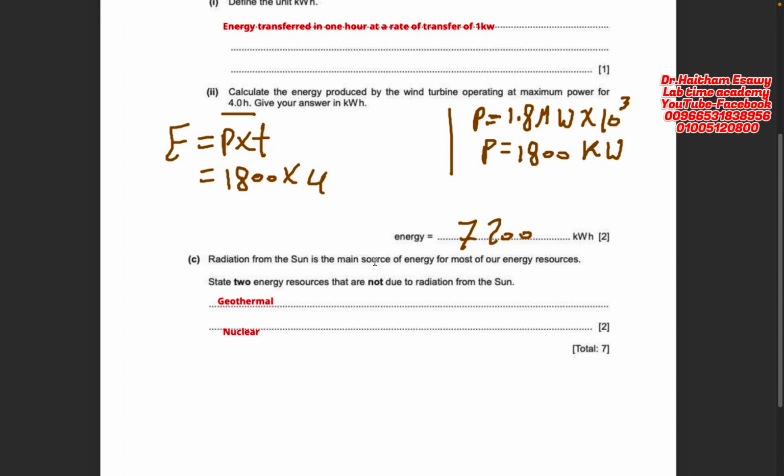Radiation from the sun is the main source of energy for most of our energy resources. State 2 energy resources that are not due to the radiation from the sun. Actually, we have many energy resources that are not due to the radiation from the sun. Like what? Geothermal energy, nuclear energy, tidal energy, anything you want.